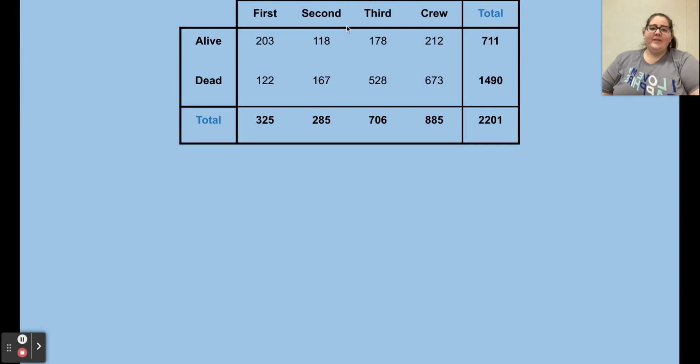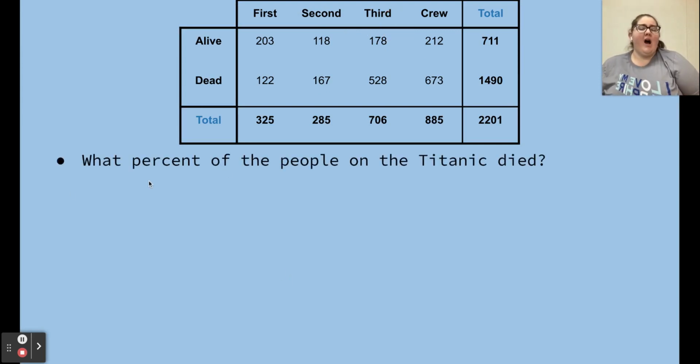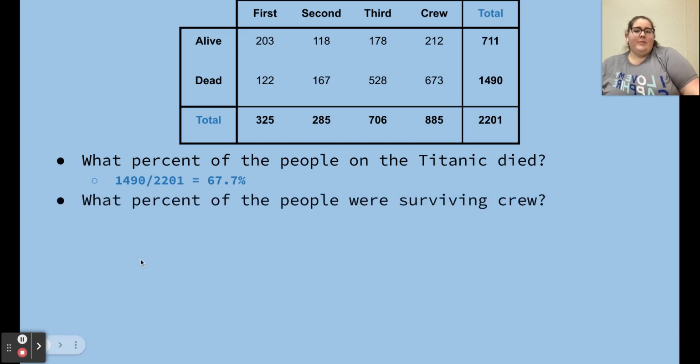Like we talked about previously, if I were asked questions about percentages, remember I'm looking for the word of. So what percent of the people on the Titanic died? Well, that would be 1490 out of 2201, because 1490 total people died out of 2201 total passengers, which is about 67.7%. What percent of the people were surviving crew? Well, surviving and crew, there were 212 of them out of 2201 people total.